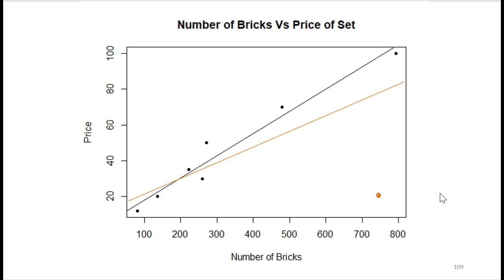So for example, if we look at our number of bricks versus price of a set, if we added a new point that was down here, notice how this new point is far away compared to the rest of the data. If we refit the regression line, we would get the orange line. And notice how this point is having a large influence on the regression line because it would shift quite a bit with the addition of this point.